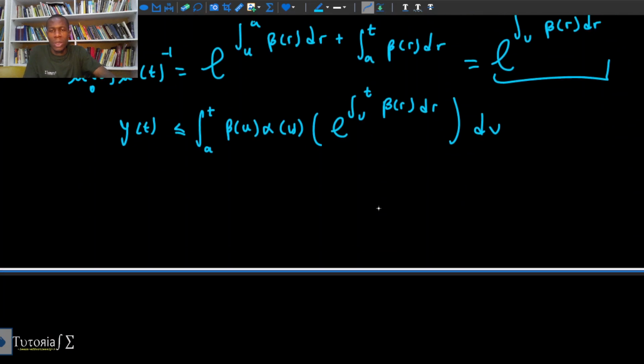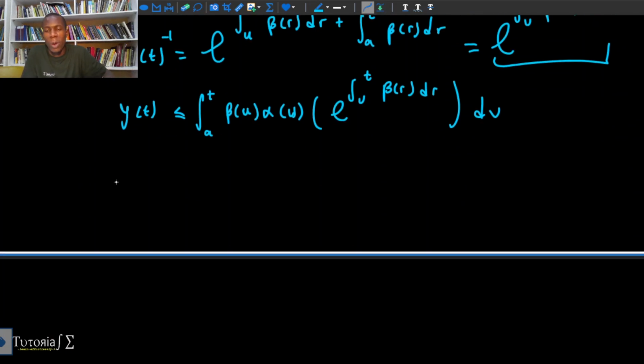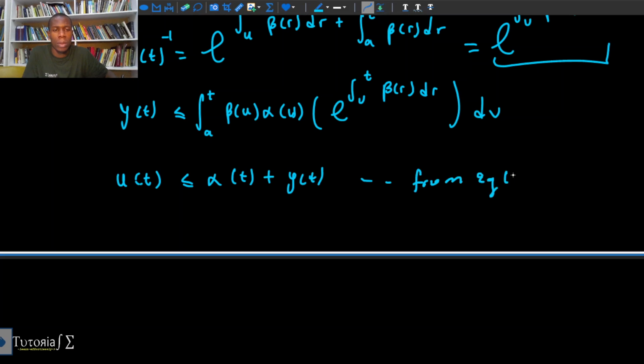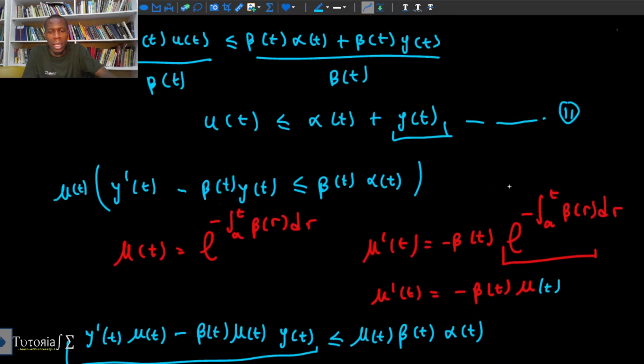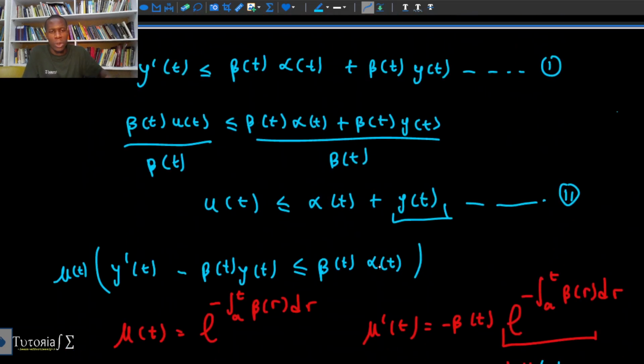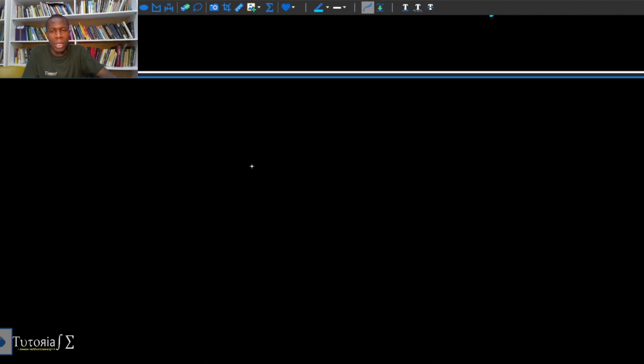So now, since we have our y, we know that our u of t is less than or equal to alpha of t plus y of t. This is from equation 2. Okay, from equation 2 up here, it's in blue. So we can just replace back and we have our bound.